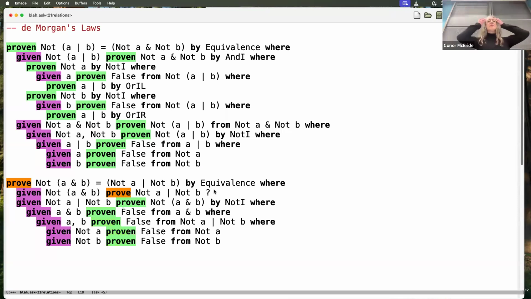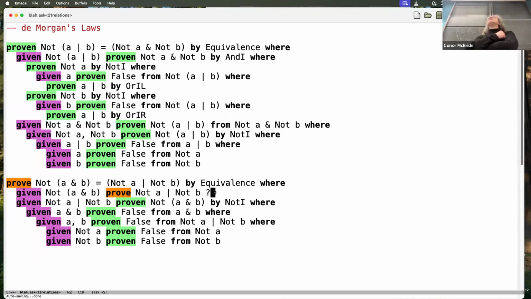Right. So we're trying to prove not A or not B. We've got some information which might be useful if we happen to know both A and B. Now, the thing is, if I choose to go left or to go right at this point, I will be handed a hypothetical.